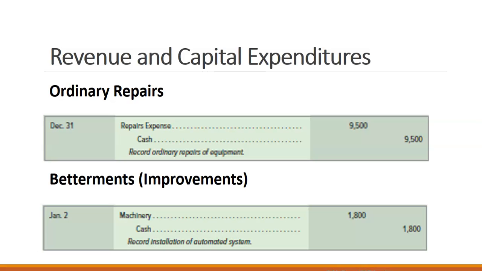So for the journal entries, an ordinary repair gets recorded as repairs expense, whereas a capital expenditure gets recorded on the piece of equipment.